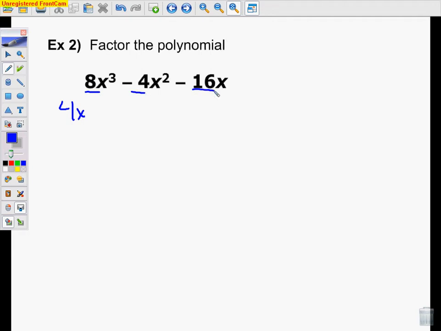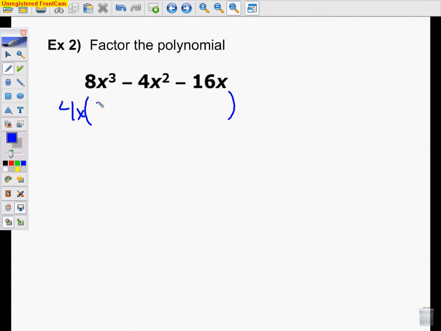The biggest number that divides out of all of those is 4. And between x cubed, x squared, and x, the most variables that you could take from all of those is 1. Because remember, you want to take the same amount of variables from each of them. And this one only has 1 to give, so that's the most that we could take out of all of them. Okay? Now, let's go ahead and put our parentheses down and divide out the GCF.